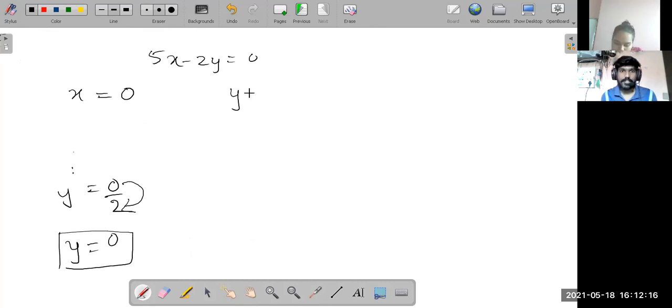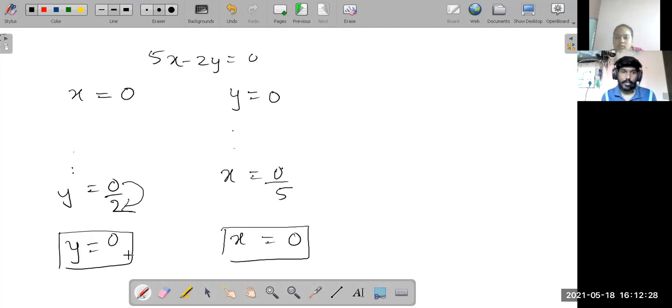Same thing when you did y is equal to 0, you got x as 0 divided by 5. Now same thing here, 0 divided by any number is 0. So x is 0. This is what I meant. So x is 0 and y is 0. In the next two ones, you have made some calculation mistakes.